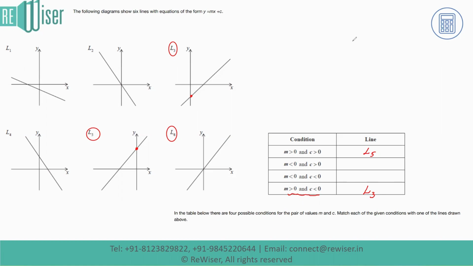So next, m is less than 0. Clearly line 1, line 2, and line 4 have a negative gradient. And where c has to be positive, that's happening in line 4. So it has to be line 4 here. And where c has to be negative, that's happening in line 1. And this is the right answer for this sum.